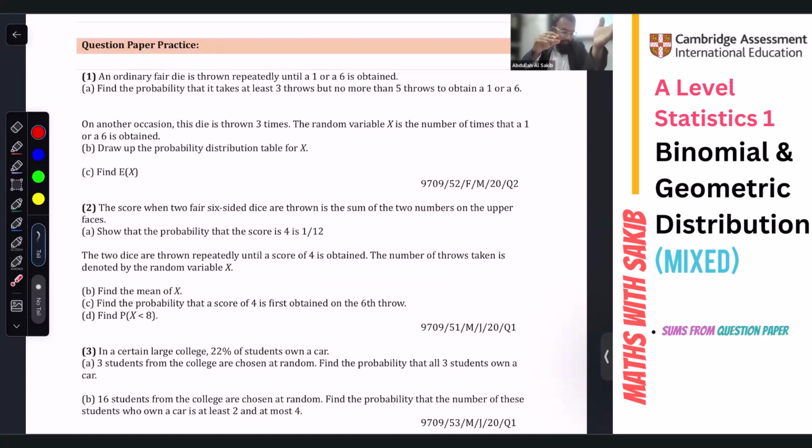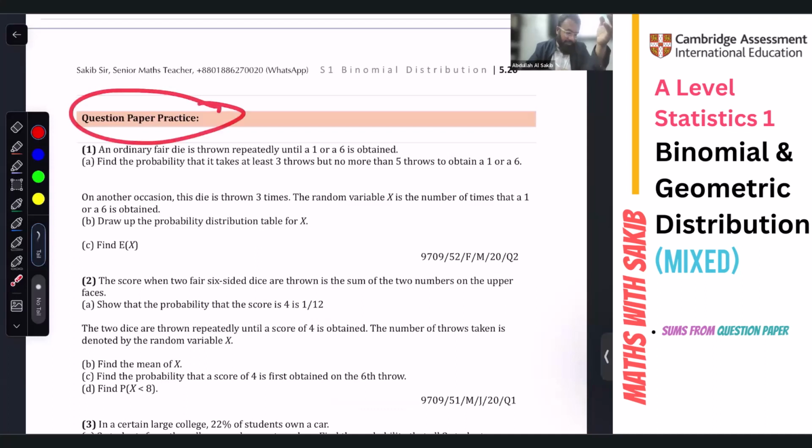I have sent you a PDF on your WhatsApp. You will see that there are some math question papers. Here the questions are from 2020 to 2022, all the variants.